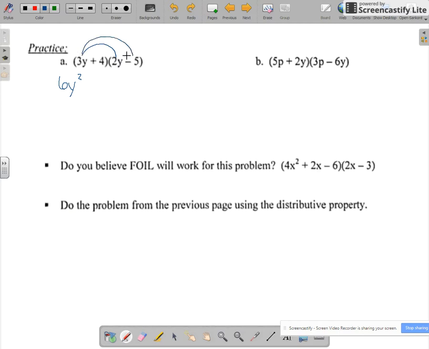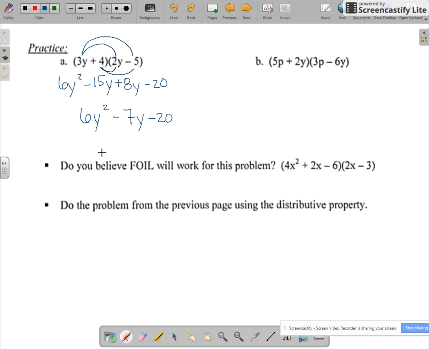3y times negative 5 for our outers gives us minus 15y. 4 times 2y for our inners gives us 8y. And then 4 times negative 5 gives us negative 20 for our lasts. The next step is to combine like terms. 6y squared does not combine with anything, so we still have 6y squared. Negative 15y combines with 8y, we get negative 7y. And then negative 20 doesn't combine with anything, so minus 20.